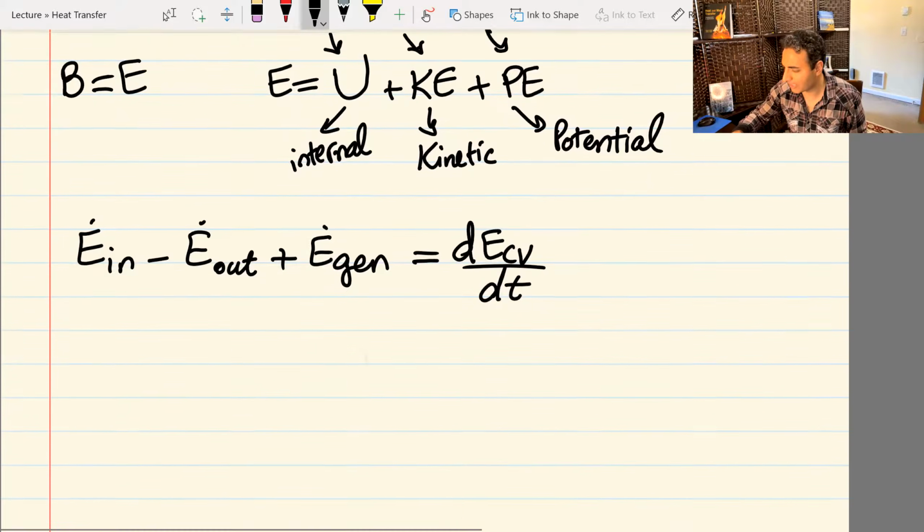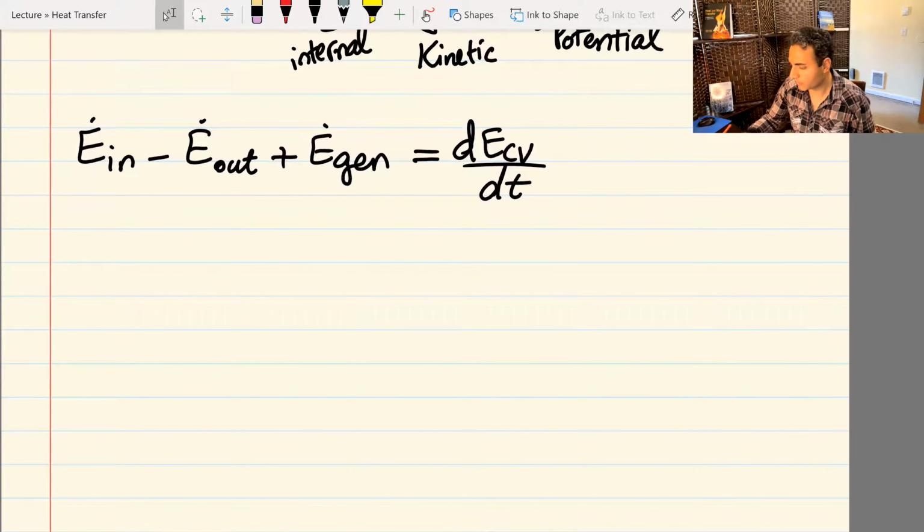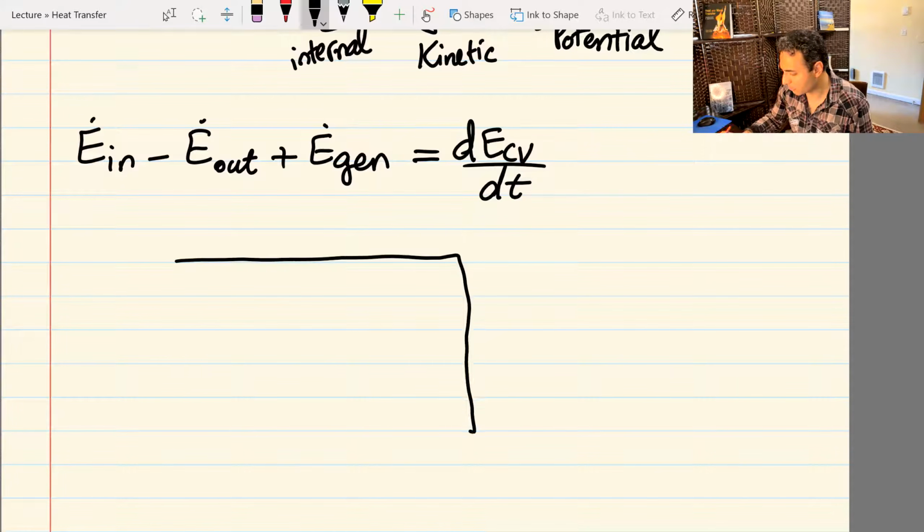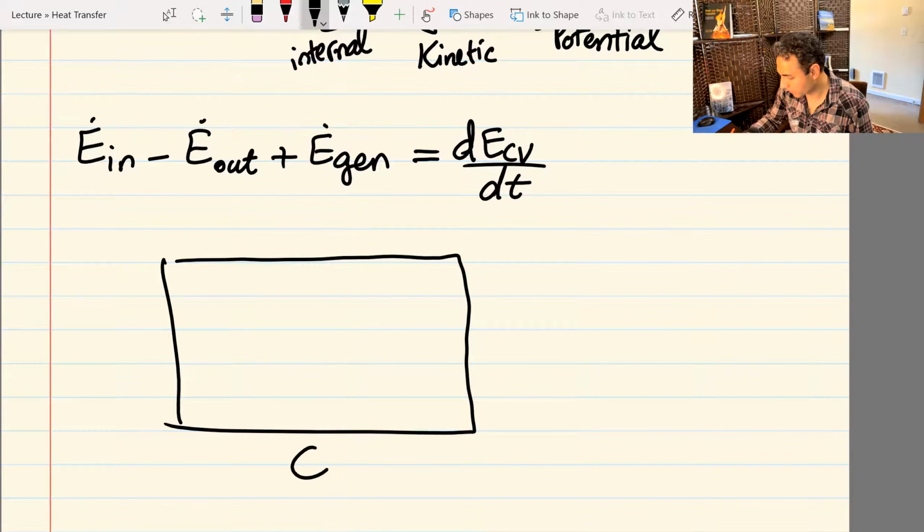Let's take a look at the left-hand side. If this is my control volume, what types of energy do I have going in and out of the system? I'm going to show a big control volume like this. This is my control volume. I'm going to use a different color. Maybe red would work. Yeah, red would be good.